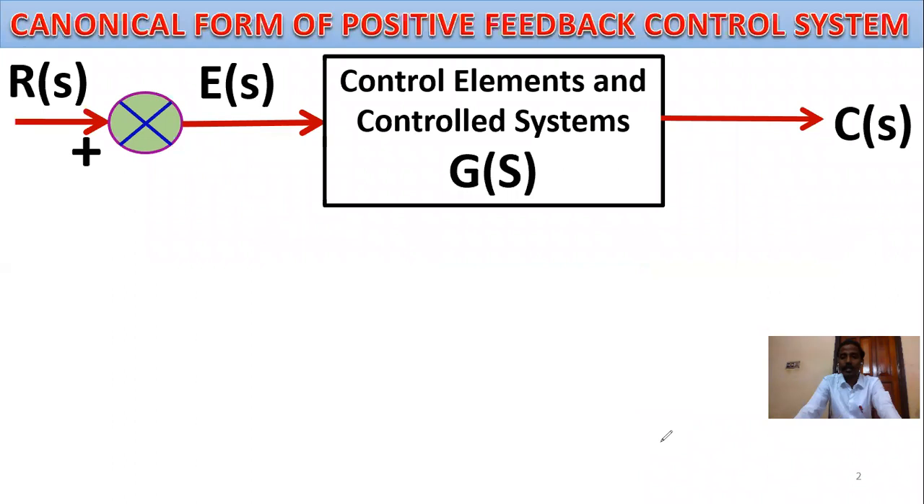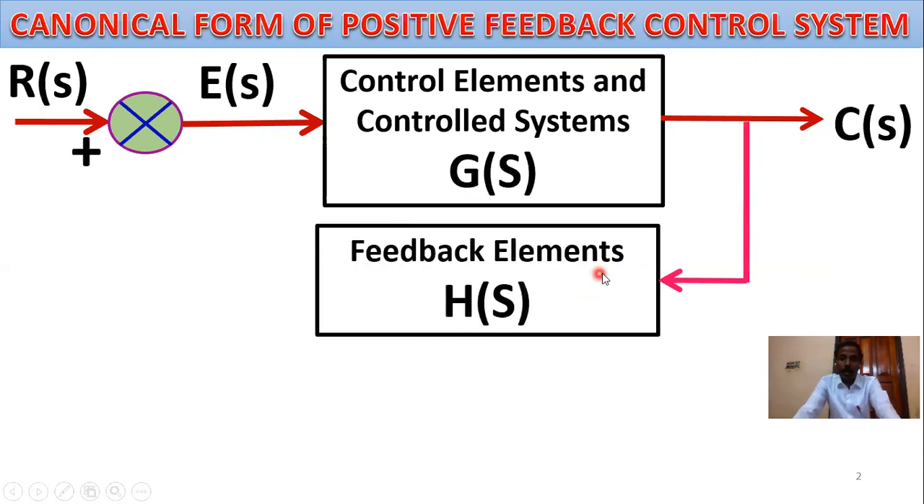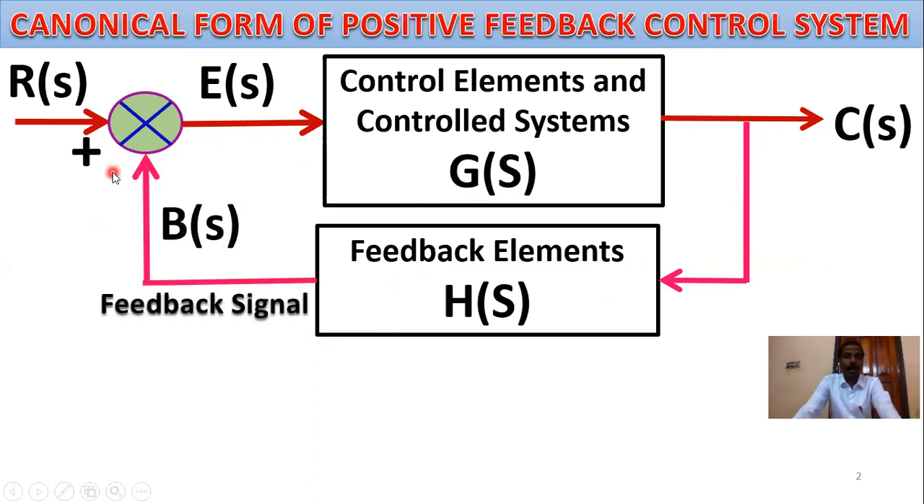In this case, this is the forward path transfer function, and next is the feedback. The feedback element equals H of S, and this is the feedback path. Obviously the primary feedback gain equals B of S, and the feedback signal is plus. That's why this type of closed loop control system, this type of feedback control system, is called a positive feedback control system.